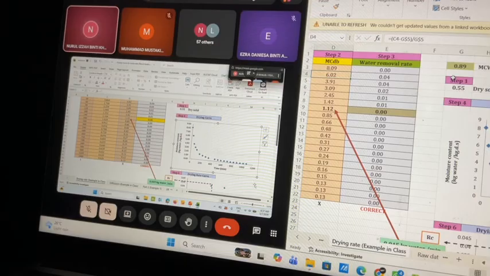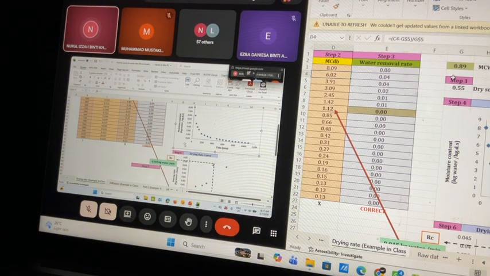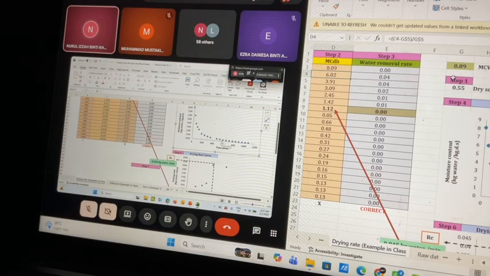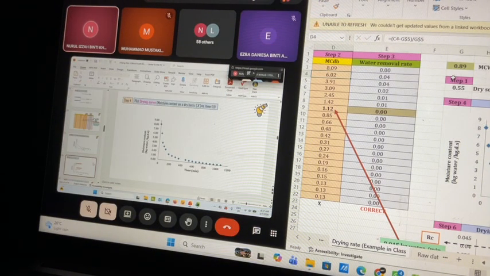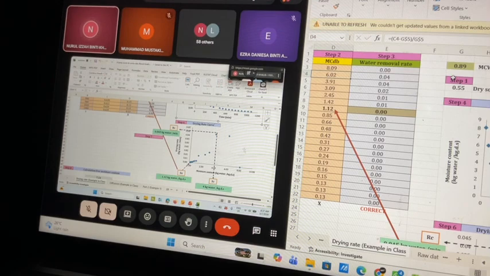Okay, and then the next question asks you to plot the drying rate curve. So step 5. Never mind. The next step is you have to plot this drying rate curve. I think in my slide, I put step 5 as plotting the water removal versus time. This one is just an extra. But the question asks you to plot water removal versus moisture content. That's why you go for step 6, which is the drying rate curve.